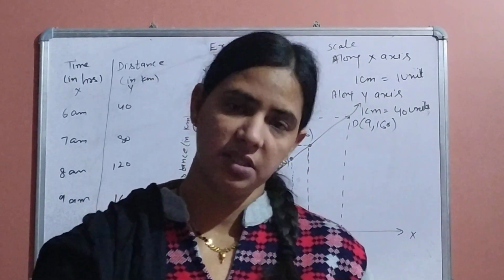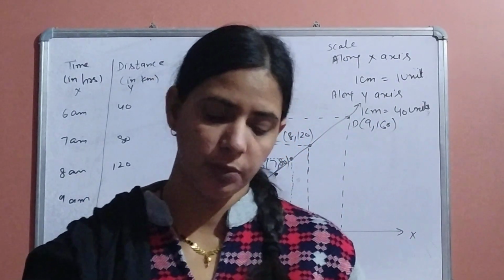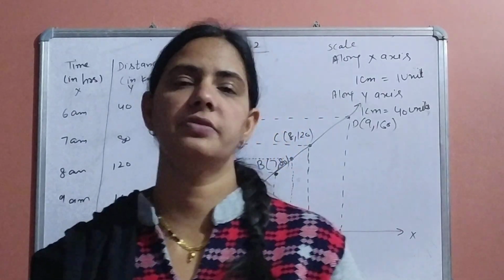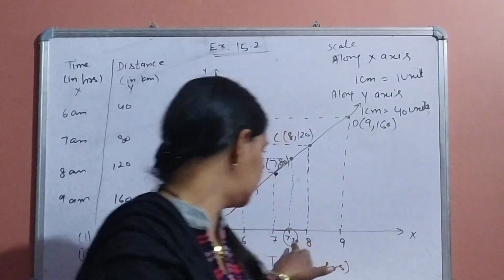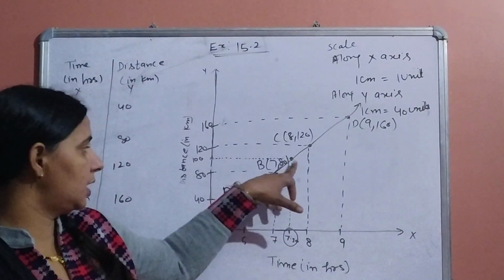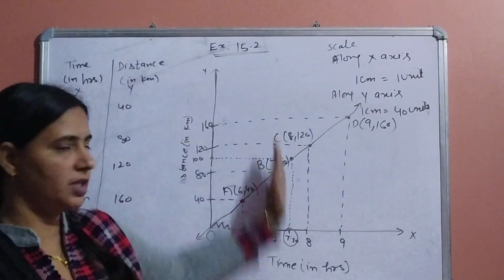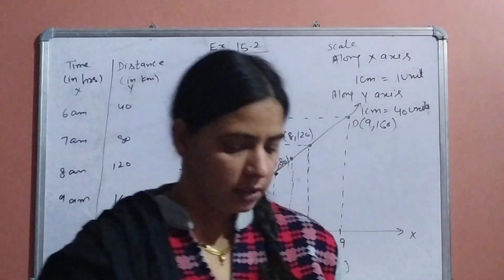This question you will do yourself. First you will plot the graph and then answer the questions from the graph only, as we have done in this question. When it is 7:30, what is the distance? This distance is 100 kilometers, so what is the time? Okay.